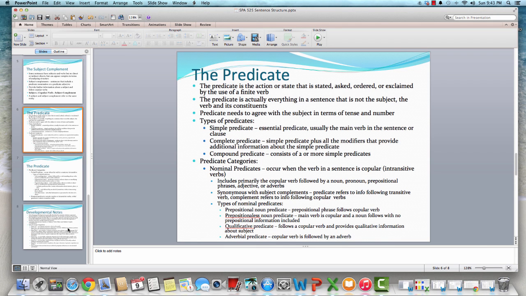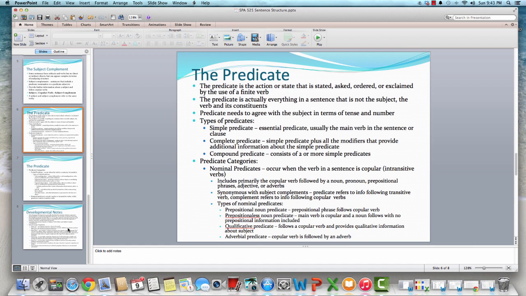The predicate. So this is the other slot of the sentence, the first slot being the subject, and the second slot being the predicate. The predicate is the action or state that is stated, asked, ordered, or exclaimed by the use of a finite verb. The predicate is actually everything in a sentence that's not the subject, the verb, and its constituents.